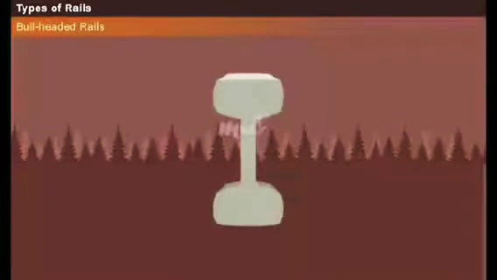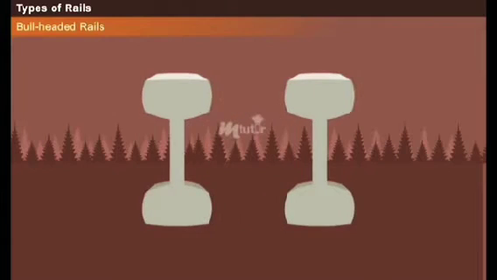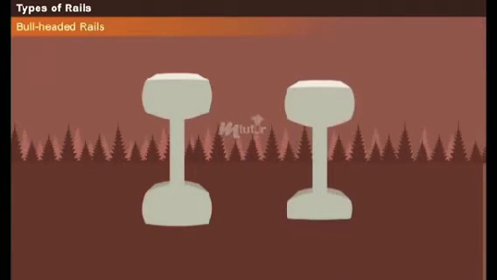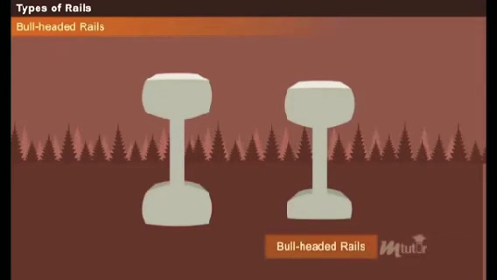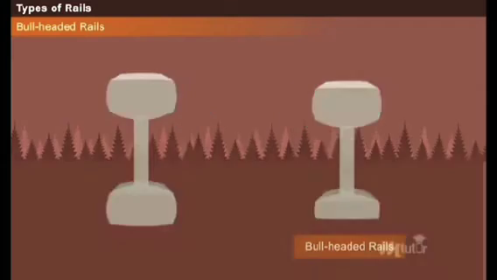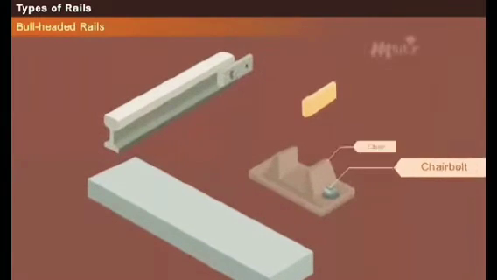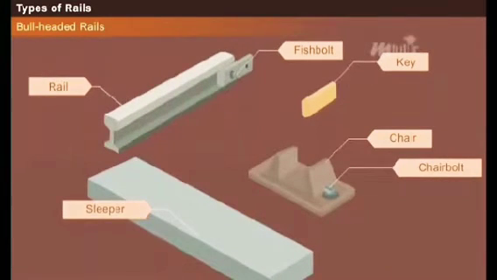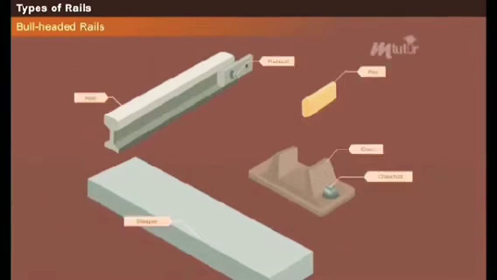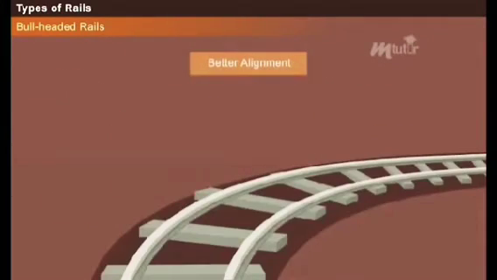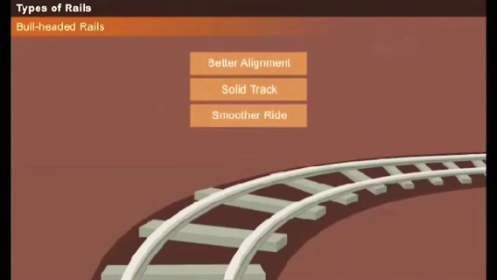To overcome the defect experienced in a double-headed rail, an improvement was made by making the head larger than the foot. These rails are known by the name bull-headed rails. Both the double-headed and the bull-headed rails rest on chairs for holding them in position and spread the load to the sleepers. A bull-headed rail offers a better alignment, solid track, and a smooth ride than a flat-footed rail.